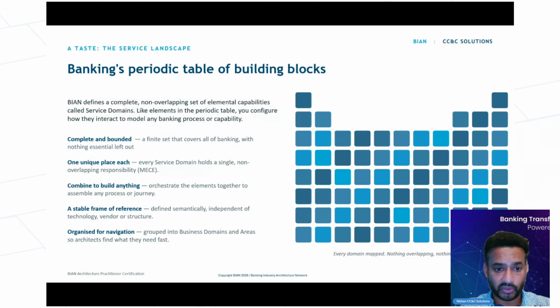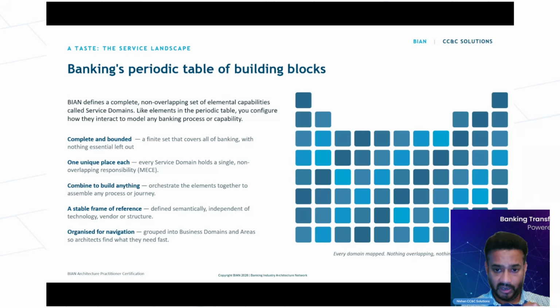So it's a finite set, it covers all of banking. You don't have a situation where you have to keep going and defining hundreds and hundreds more of these. These collectively will cover pretty much what every bank does. Every service domain is unique and holds a single non-overlapping responsibility. And you'll see this term MECE, which stands for mutually exclusive, collectively exhaustive. So the mutually exclusive piece is the fact that these do not overlap.